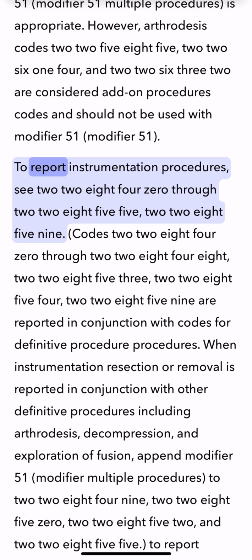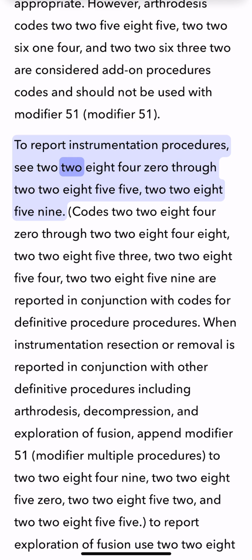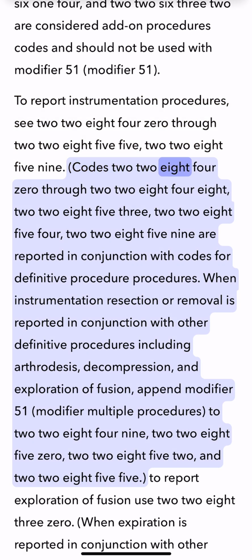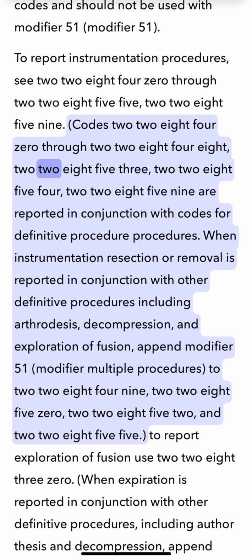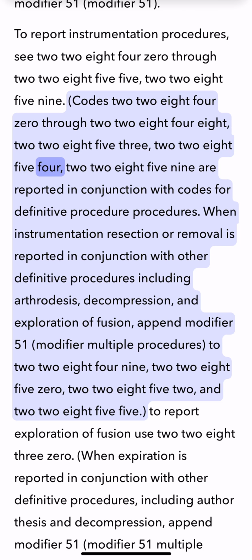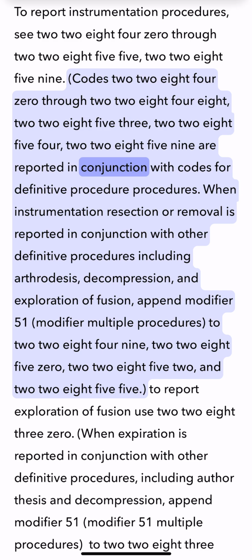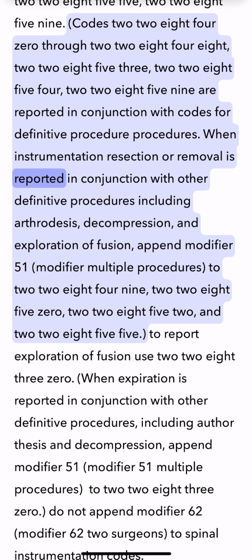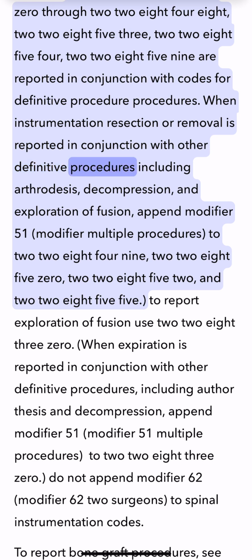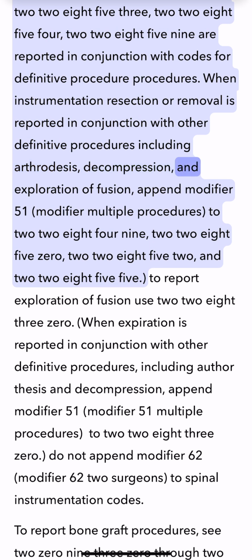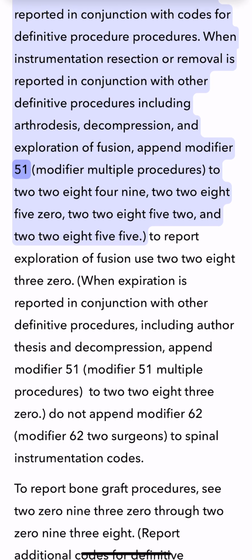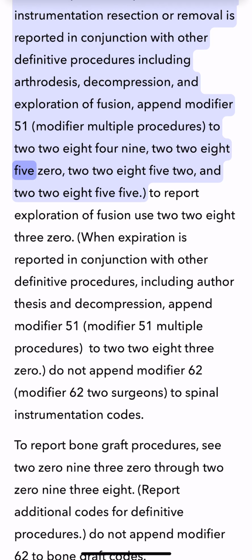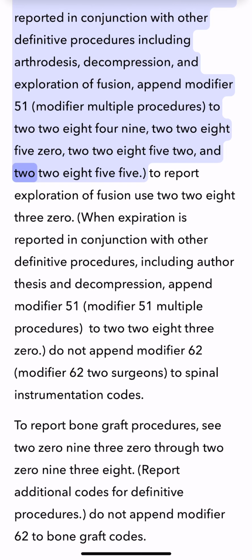To report instrumentation procedures, see 22840 through 22855 and 22859. Codes 22840 through 22848, 22853, 22854, and 22859 are reported in conjunction with codes for definitive procedures. When instrumentation reinsertion or removal is reported in conjunction with other definitive procedures, including arthrodesis, decompression, and exploration of fusion, append modifier 51, multiple procedures, to 22849, 22850, 22852, and 22855.